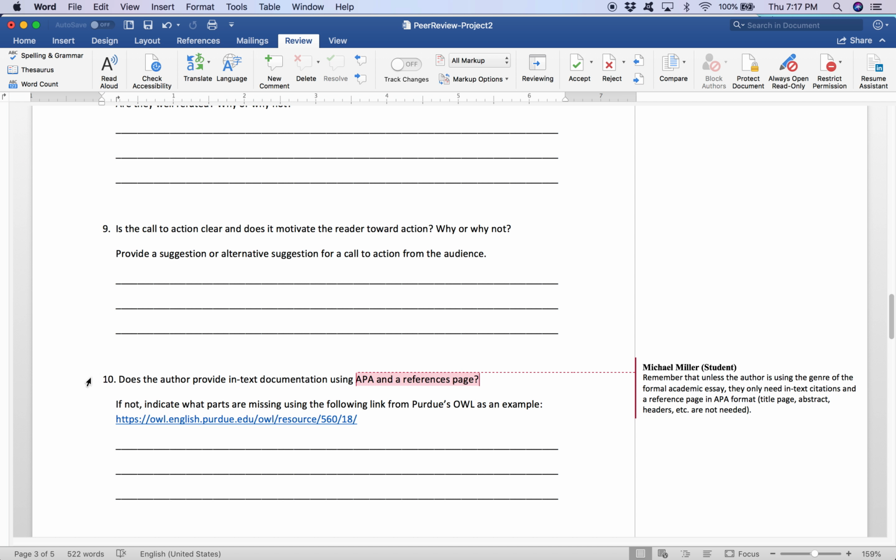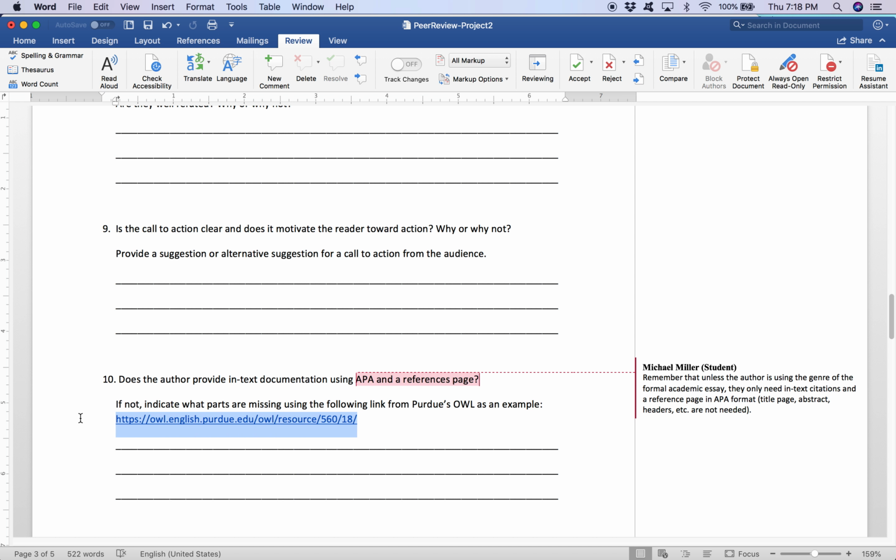On number 10, as we're talking about APA and the reference page, remember that if the author is using the genre of the formal academic essay, then they do need all of those characteristics. But most of us are not writing these community-driven proposals in the genre of a formal academic essay. In that case, all they need are the APA in-text citations and the APA formatted reference page.